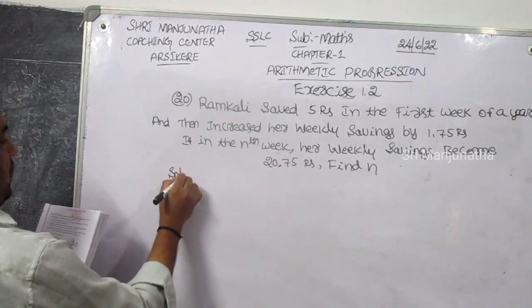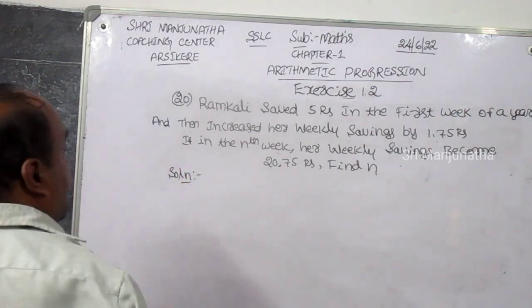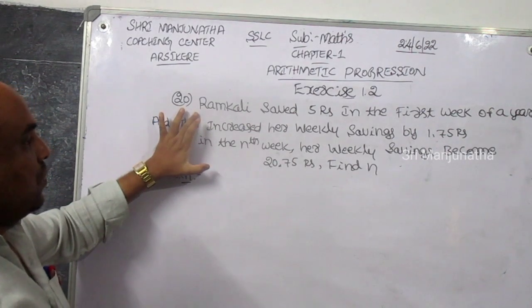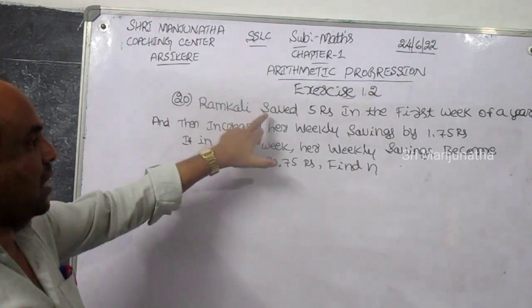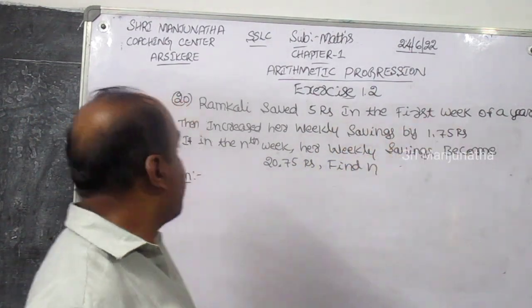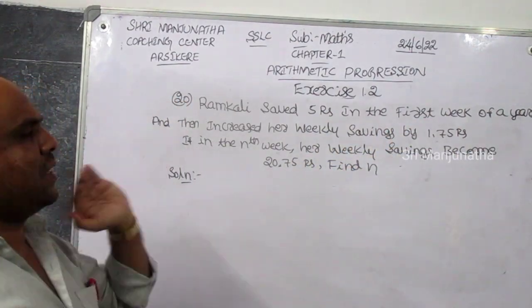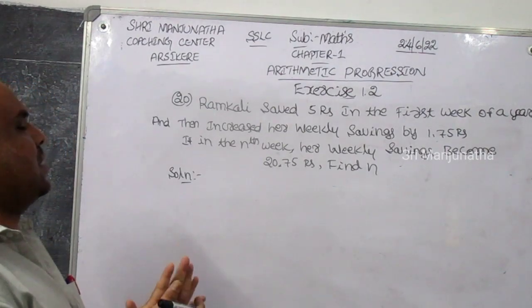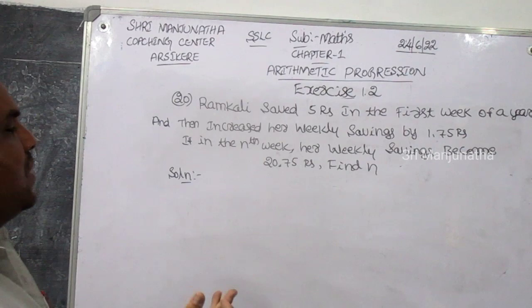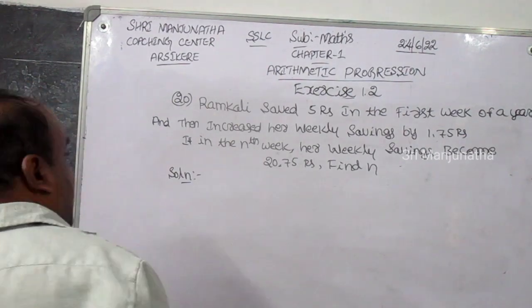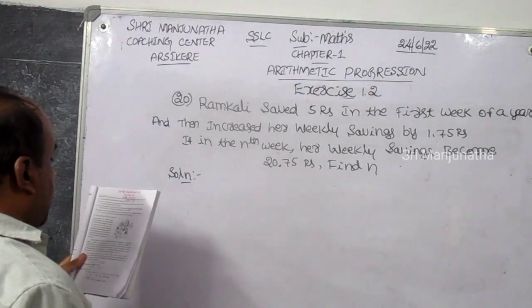Okay, I have to read the problem and explain it. What I have to find out. Ram Kali, one of the women, saved 5 rupees in the first week of a year and then increased her weekly savings by 1.75 rupees. If in the nth week her weekly savings become 20.75 rupees, find the value of n. Once again, is it correct or not? I have to check it.